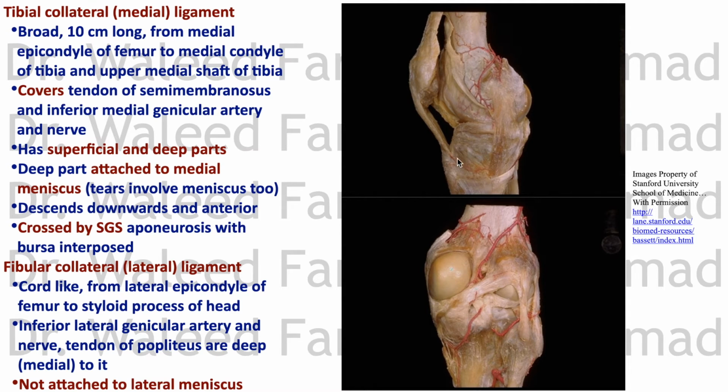So injuries of the fibular collateral ligament do not involve the meniscus. On the contrary, when the medial side is injured, it injures the medial meniscus as well. The injury is more complex on the medial side.